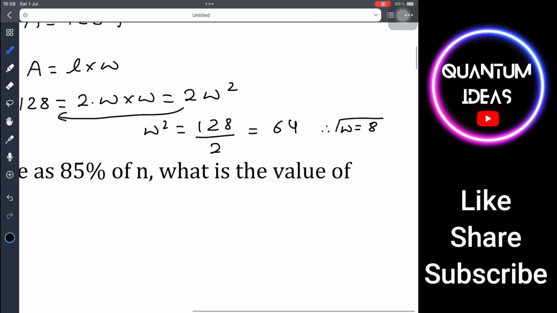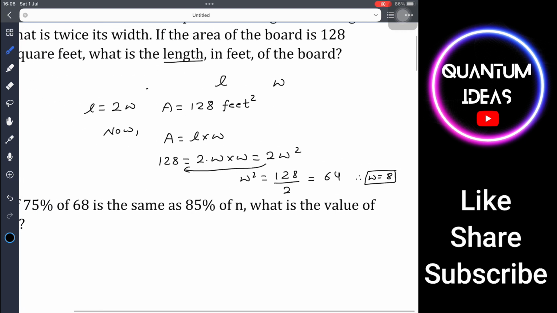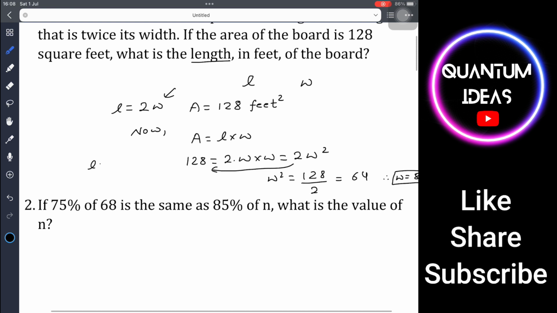So our width is 8, but the question is asking us the length. Now plug it back here. Length is twice the width. So what is our width? Width is 8, we have just calculated. 2 times 8 is equal to 16 feet. Our answer is 16. So the required length is 16. Okay, let's go to the next question.